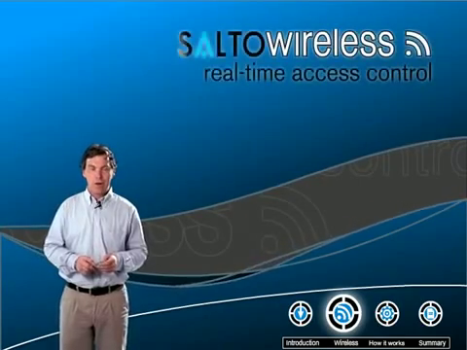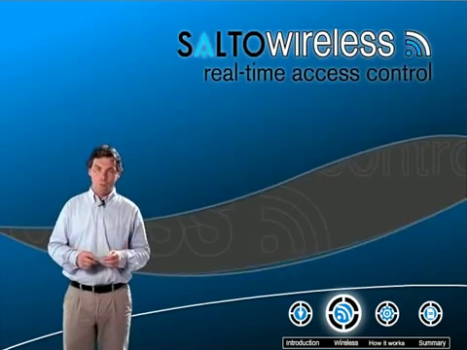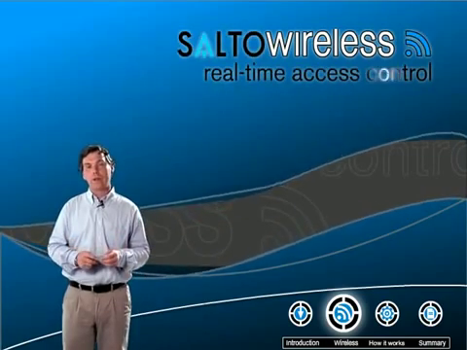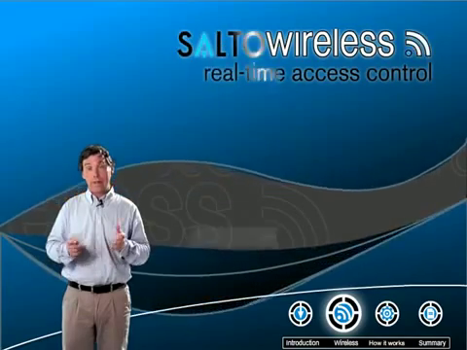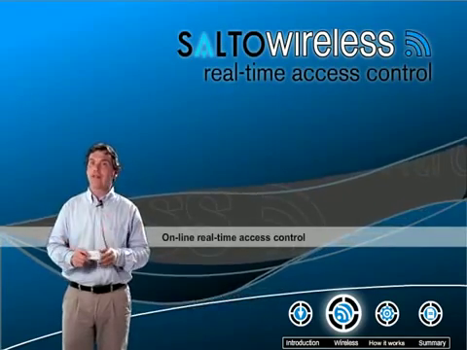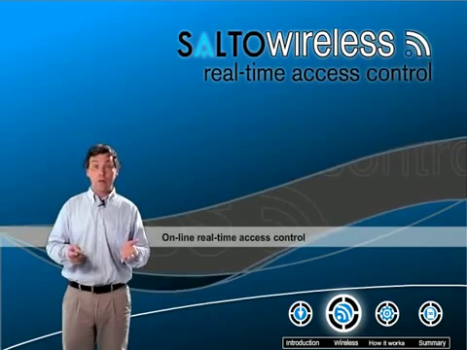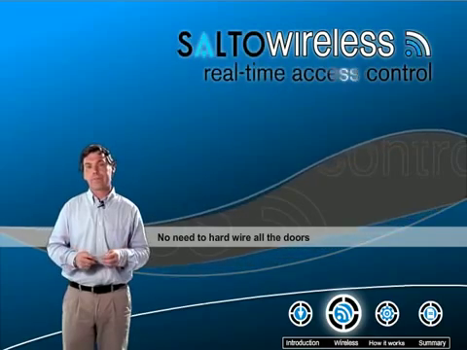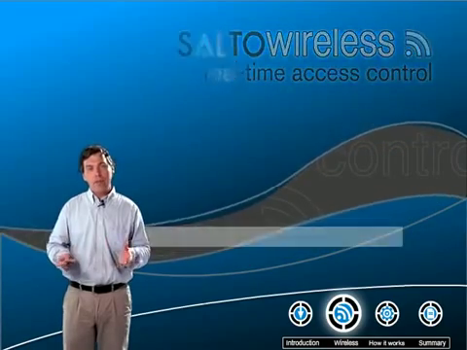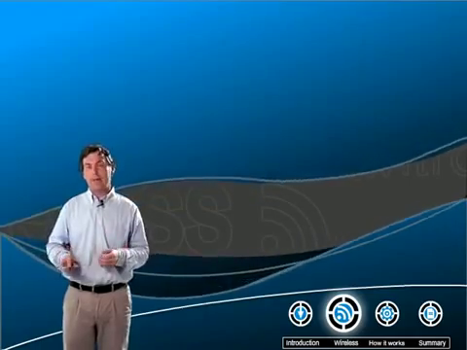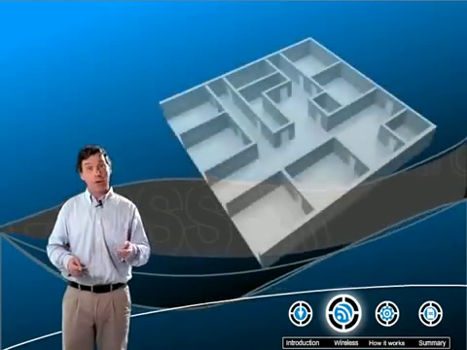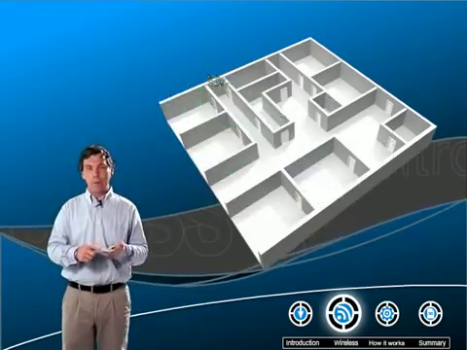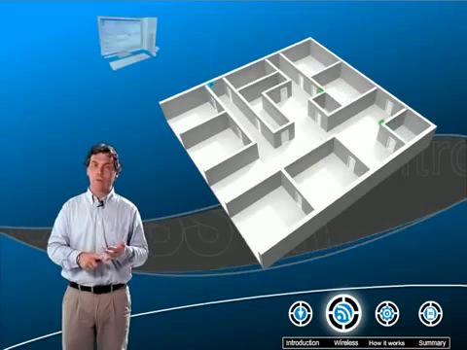As promised, we're going to look a little bit more at the details of our wireless system. The SALTO wireless system is an ideal solution for those customers that want an online real-time access control system but do not want or cannot hardwire all the doors and all the walls. So what elements do you need to use our SALTO wireless system? Well, it's basically the next four. It's the electronic locks, the gateways, the repeaters, and of course the SALTO software platform.